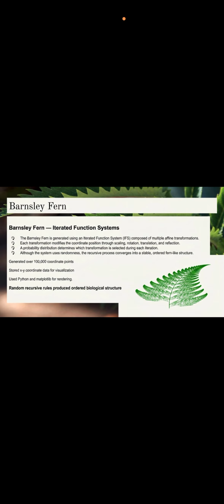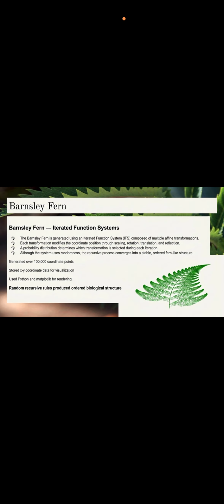So the first fractal I want to talk about is the Barnsley fern. This is one of the iterated function systems. It is generated using the iterated function system, and it's composed of multiple affine transformations. Affine transformations modify the coordinate position through scaling, rotation, translation, and reflection.